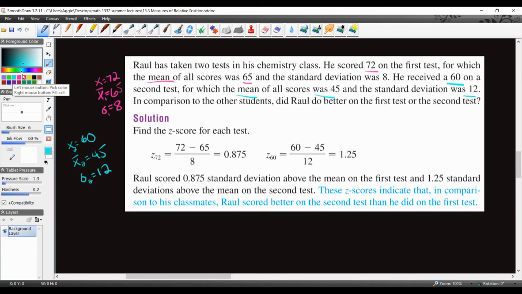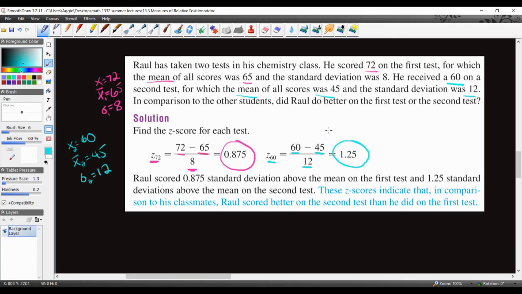You can see here that for the z-score for the first one, we just plug it into the formula. So it's this number, 72, minus the mean, divided by our standard deviation, and that gave us 0.875. Then we did the same thing for the second test score, which was a 60. So 60, the score, minus the mean, divided by our standard deviation, and that gave us 1.25.